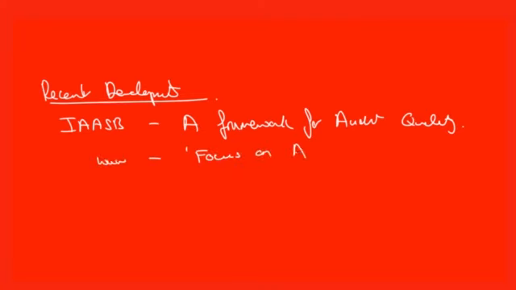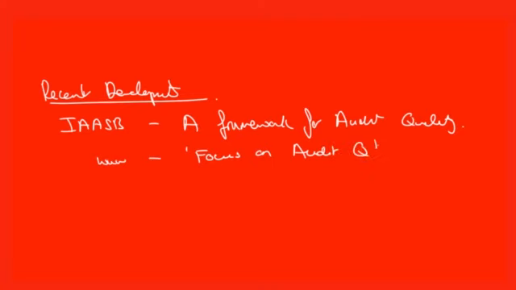So recent developments. What's been happening recently? Why are we getting articles on this? Well, it's because what the IASB have done, they've issued a document called a framework for audit quality. So they're pushing it. They've also got a web page, and the web page is called the Focus on Audit Quality.